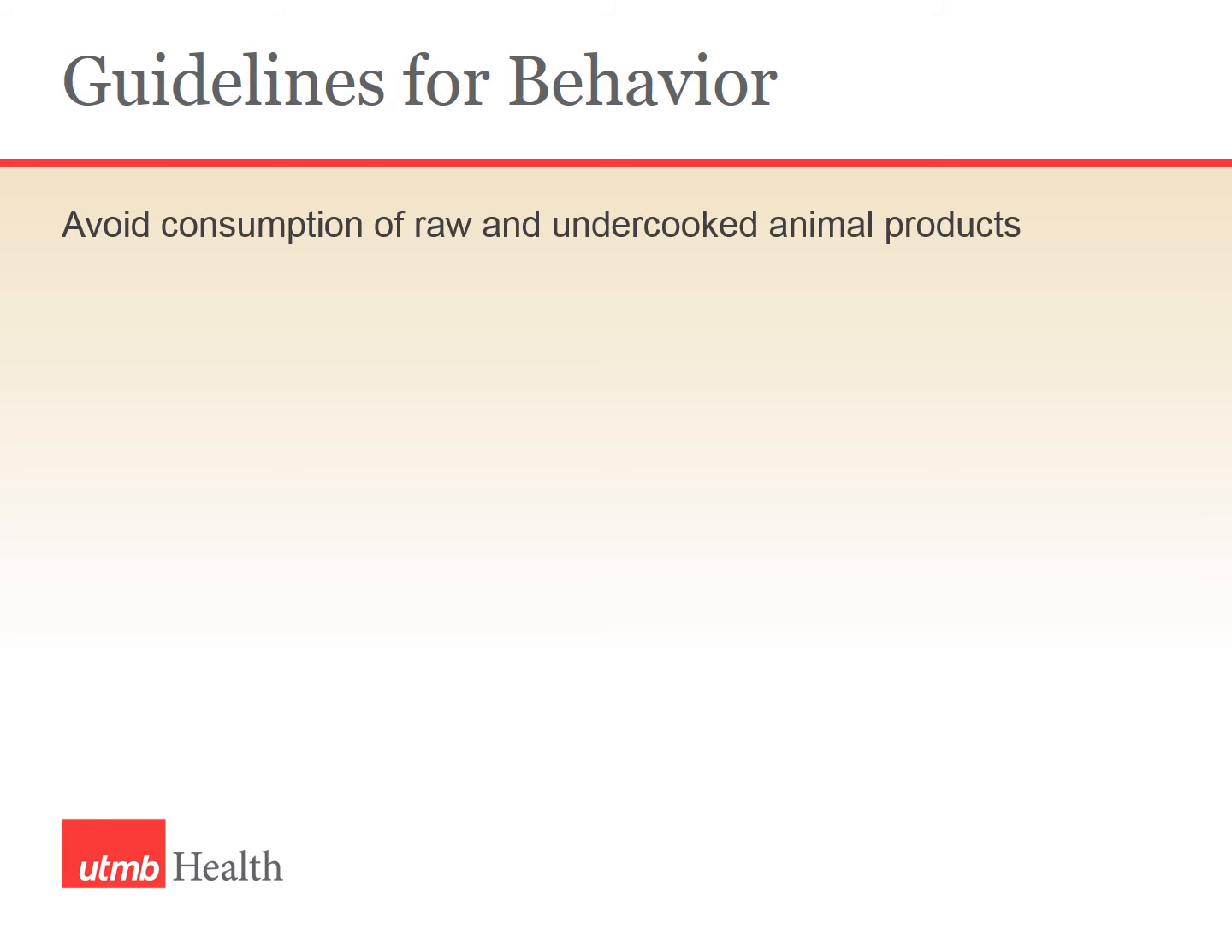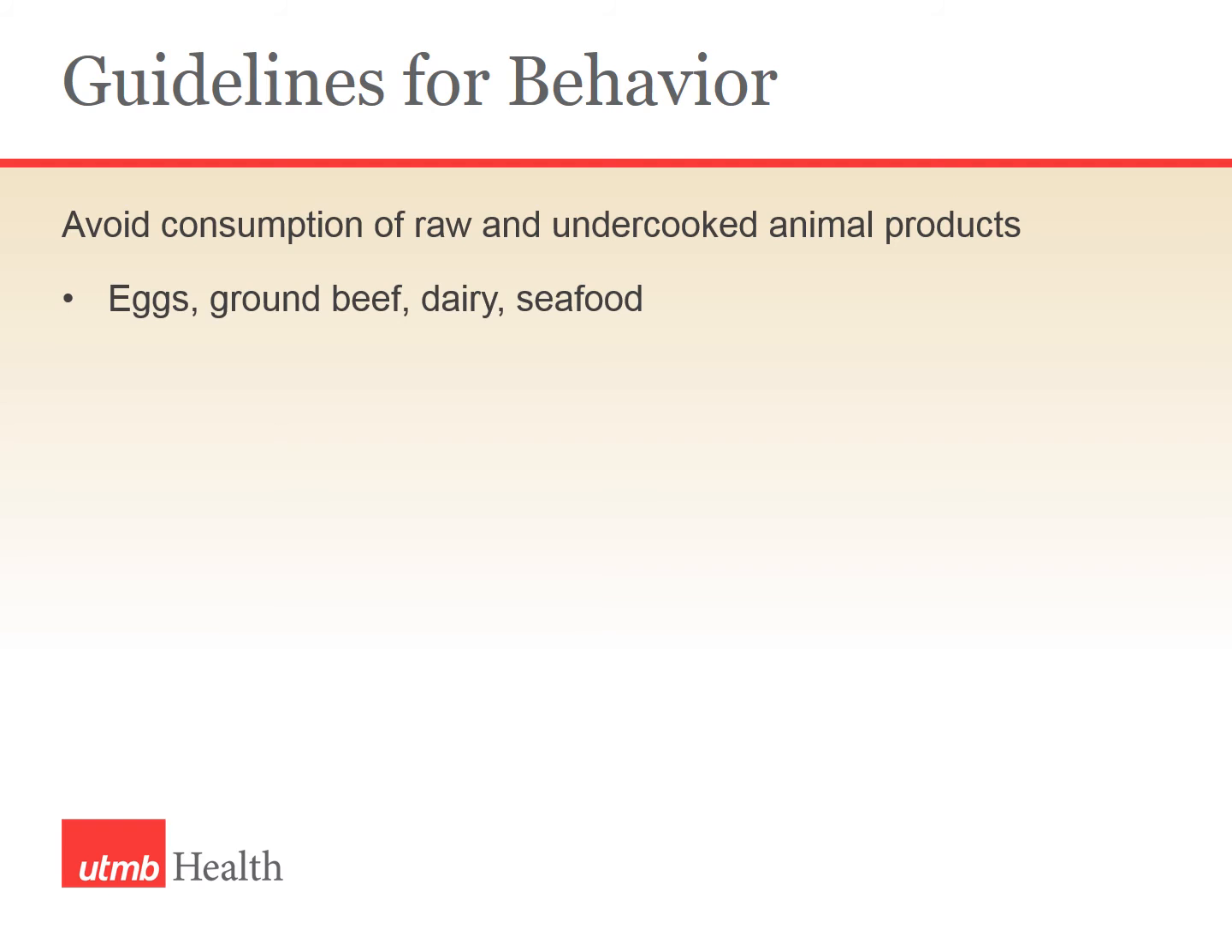So, guidelines for behavior. People should avoid the consumption of raw and undercooked animal products. It's something we do a lot, especially with eggs, ground beef, dairy, and seafood. So eggs, we like our sunny side up eggs and our over easy eggs, my favorite, but it's not the healthiest way and safest way to eat eggs. Ground beef, major cause is like rare, medium rare hamburgers. That's not safe.